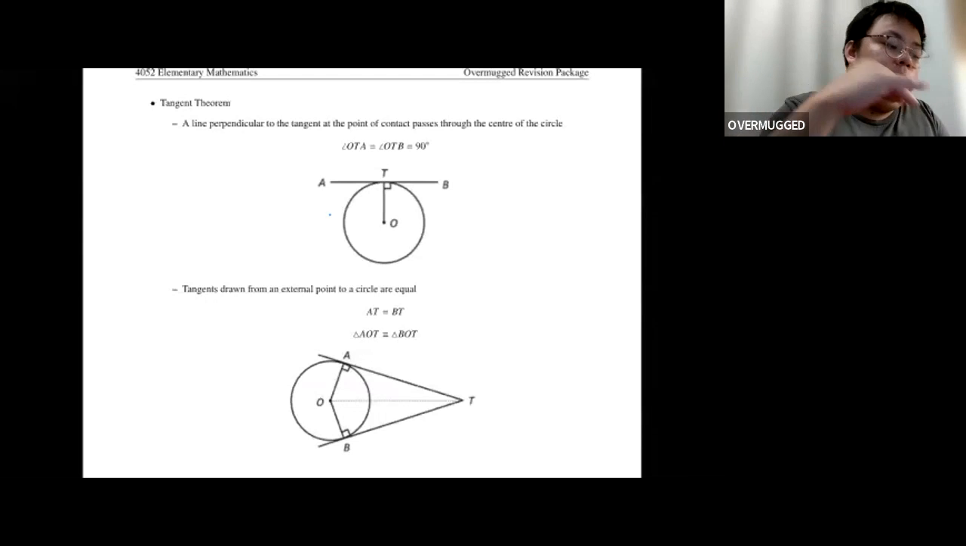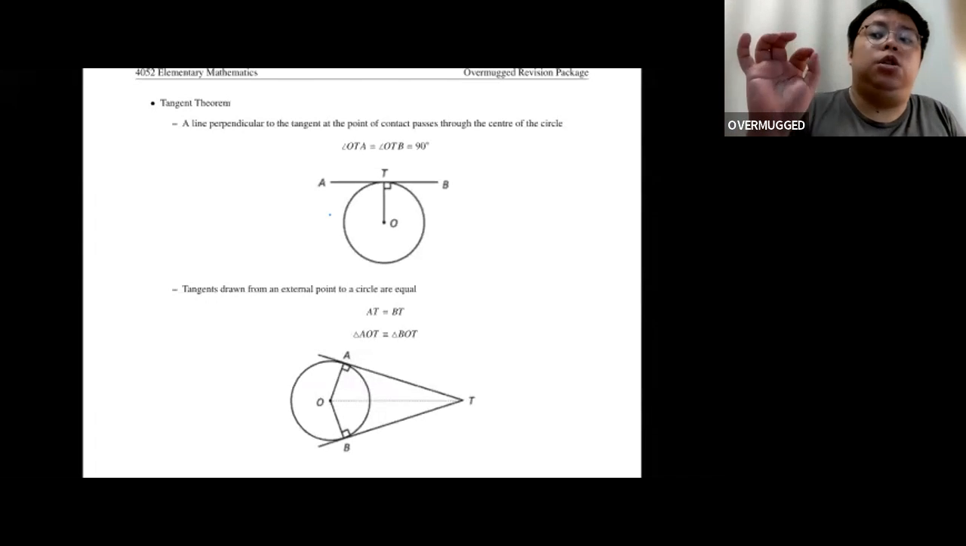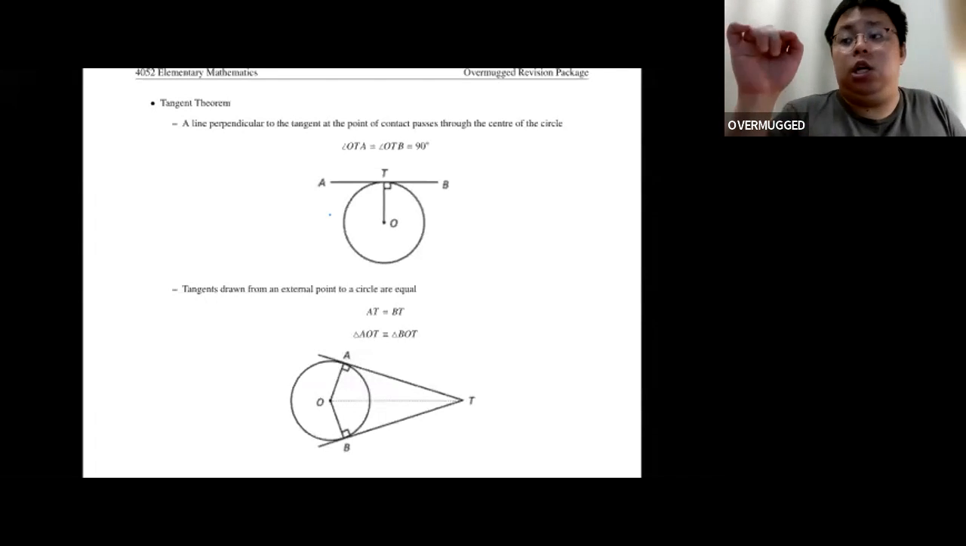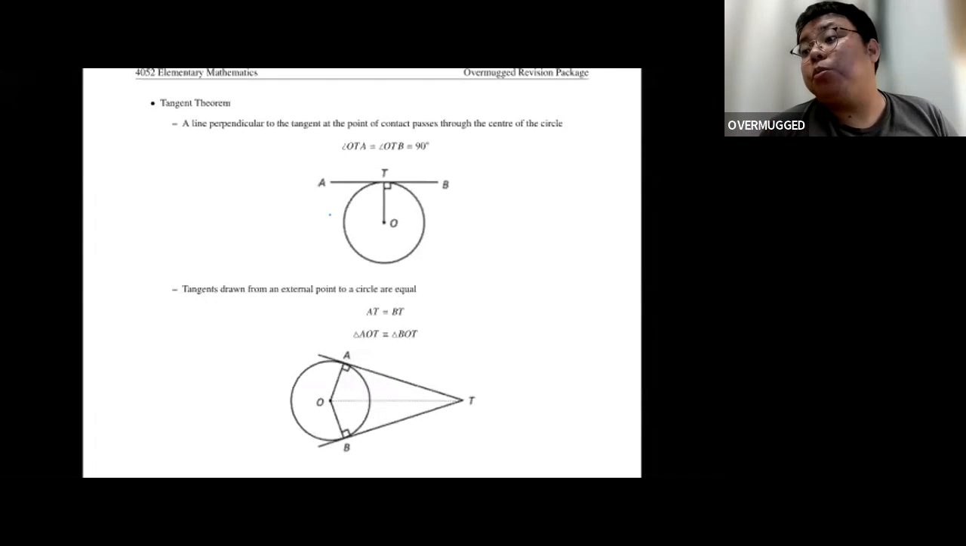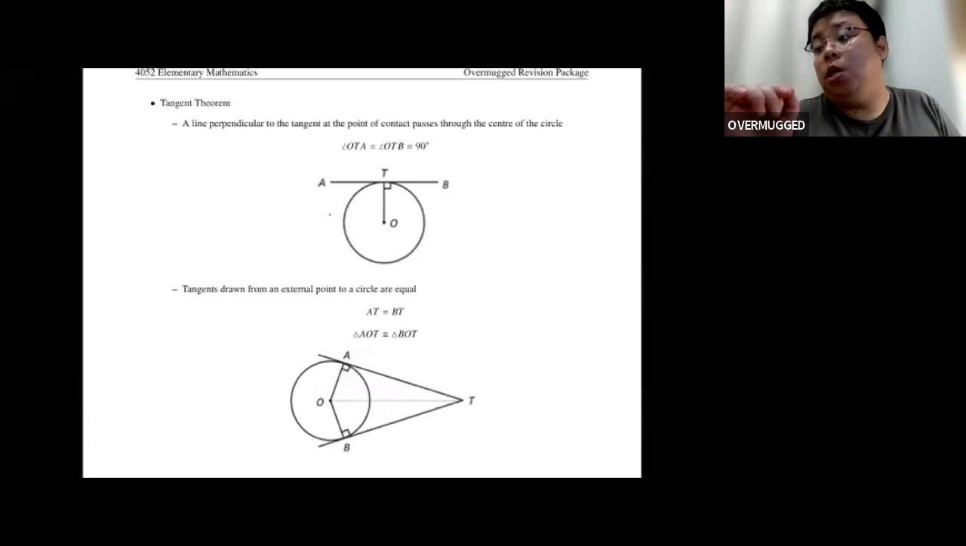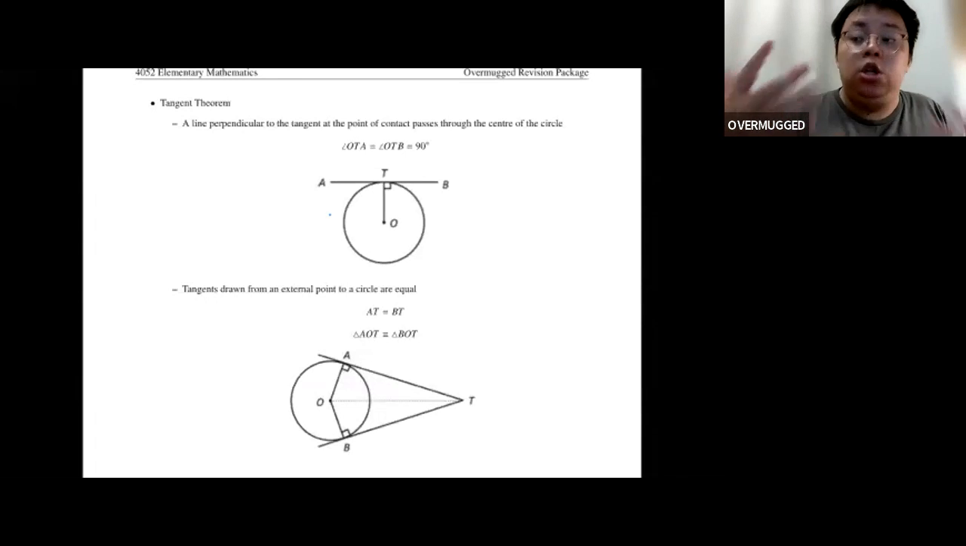So a tip: whenever you see the word tangent appear in your question, straight away go and draw your 90 degrees. But just a little warning, when you draw your 90 degrees, you need to make sure that it is to the center of the circle. The line down there, like OT, must be the radius of the circle. If the question never says that it is the radius, it cannot be 90. It's not true. You need to make sure that it is the radius of the circle.